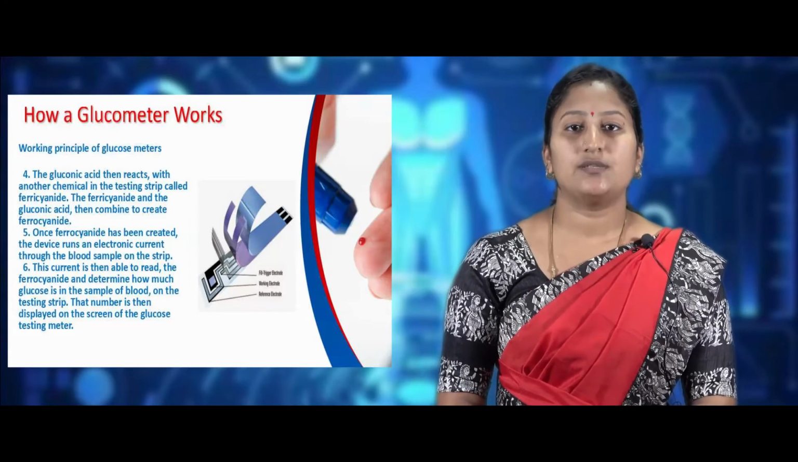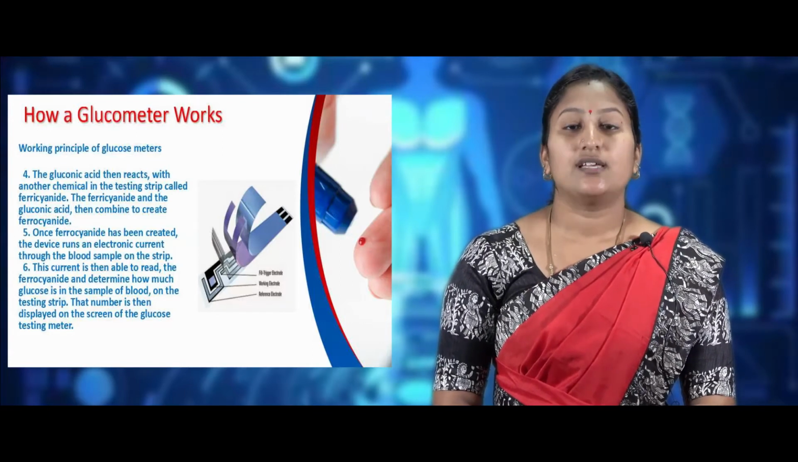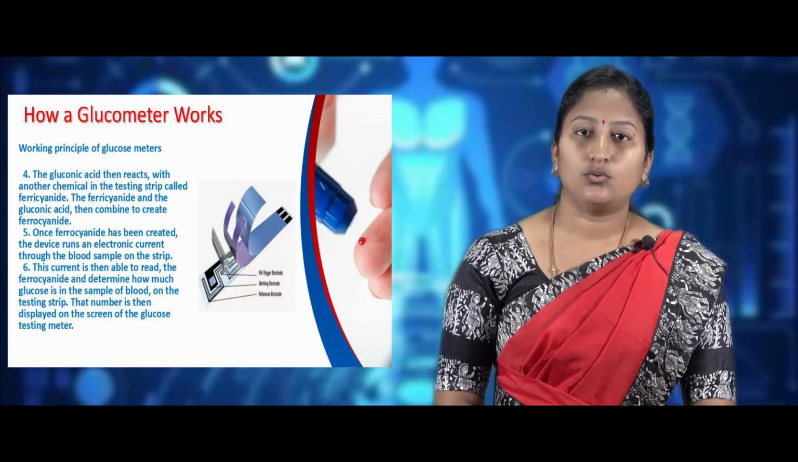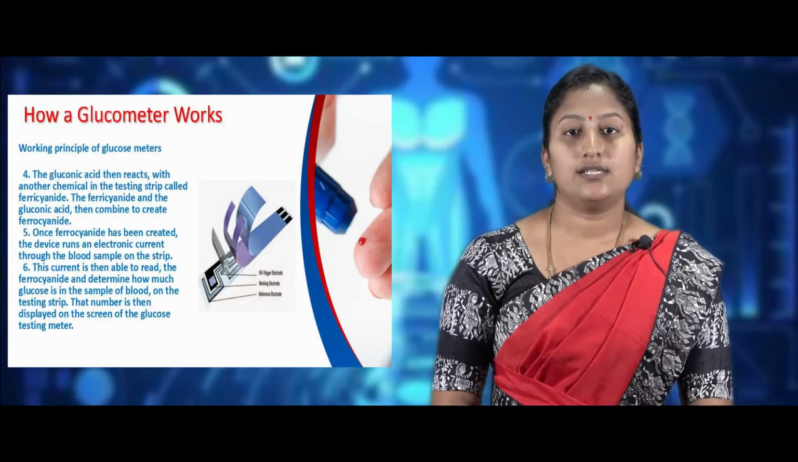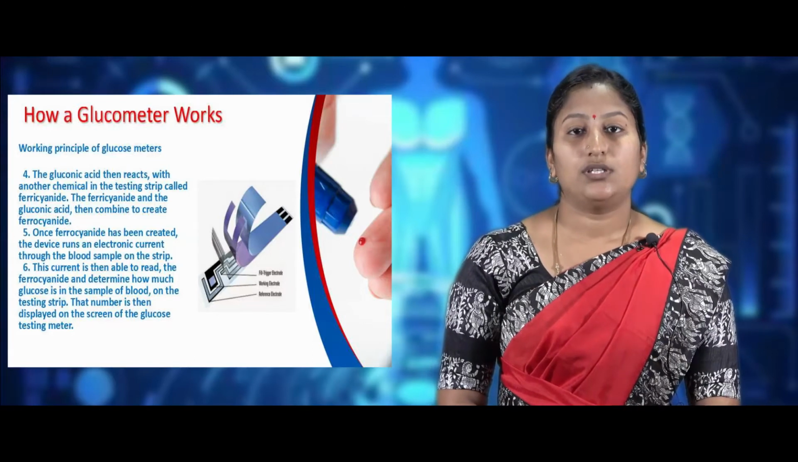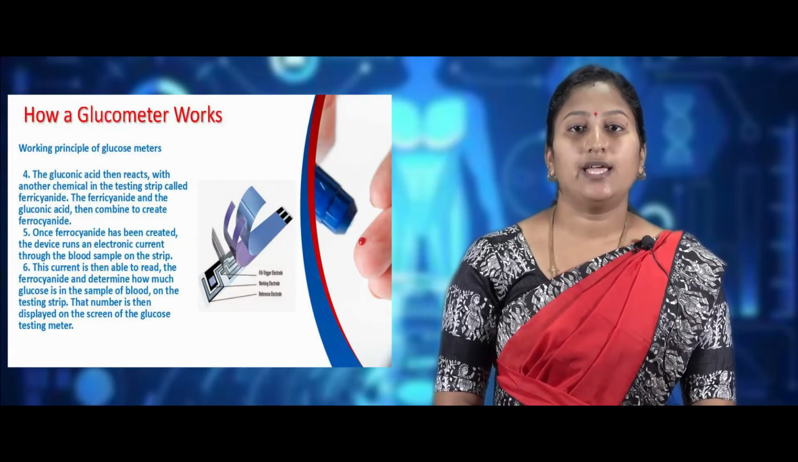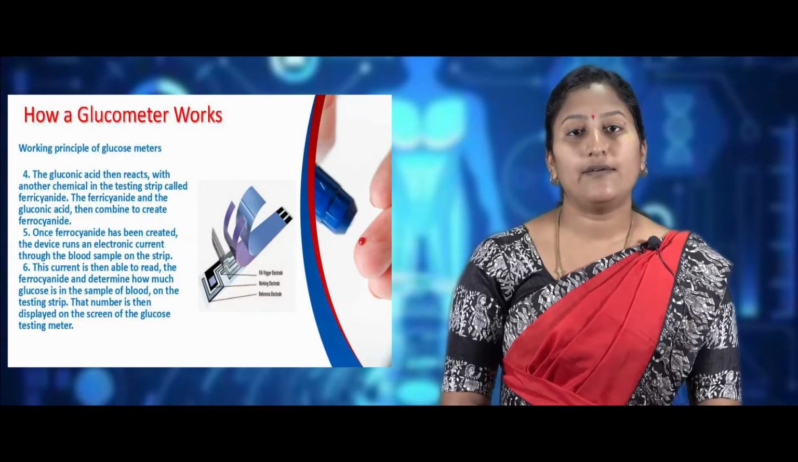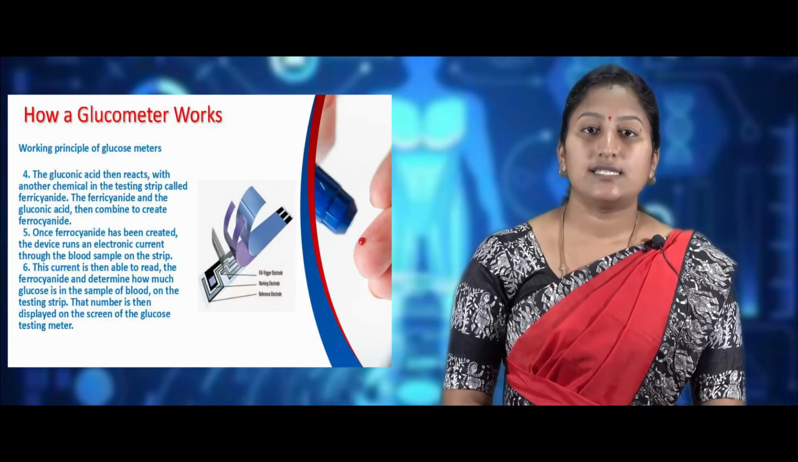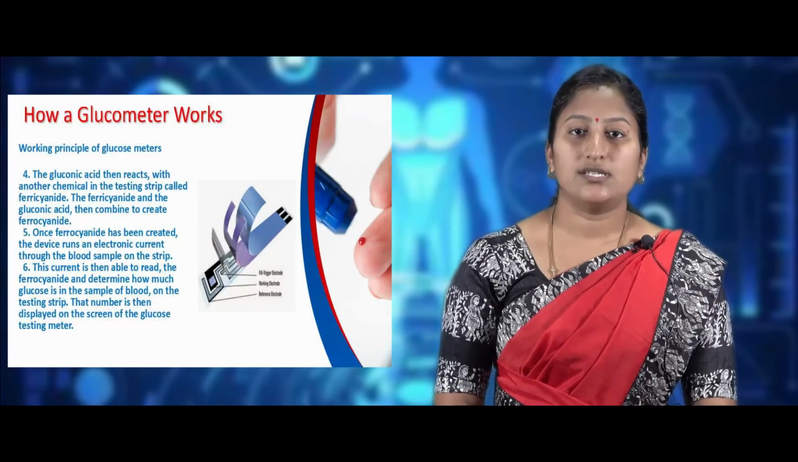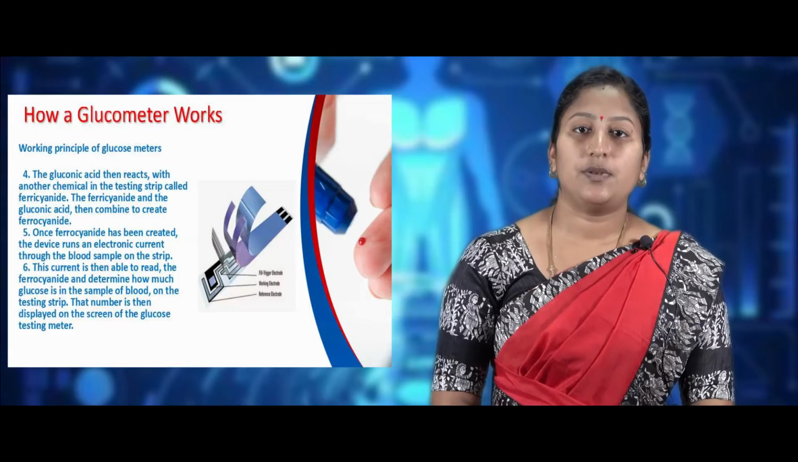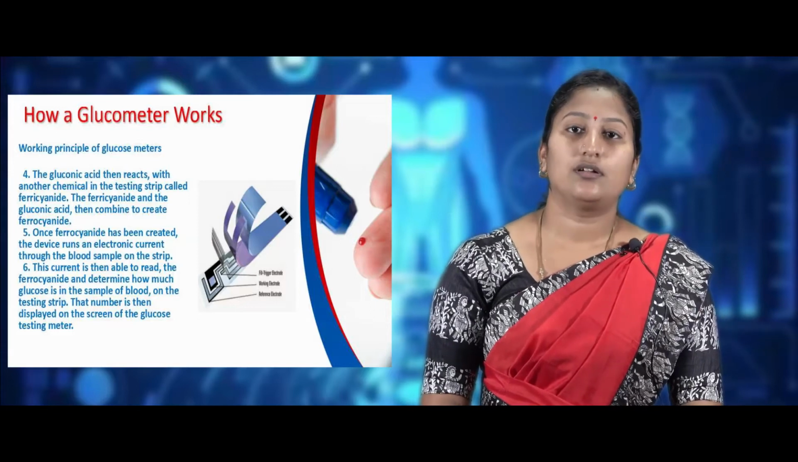Once ferrocyanide is created, the device runs an electric current through the blood sample in the testing strip. This current is able to count the ferrocyanide and thereby determine the level of glucose in the sample of blood on the testing strip. This amount is then displayed on the display or screen of the glucometer.